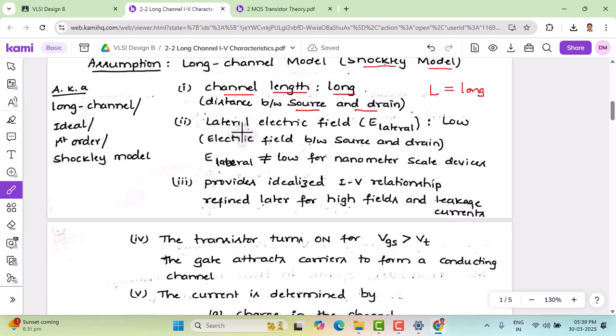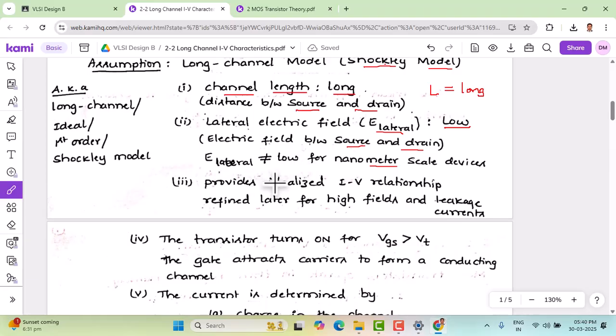The second assumption is about the lateral electric field, shortly called E lateral. That's going to be considered low here. Lateral electric field is nothing but the electric field between the source and drain, and it is considered to be low in the long channel model. However, the lateral electric field cannot be taken as low for devices such as nanometer scale devices. So this has to be noted: for nanometric devices, the lateral electric field cannot be considered low, only for the long channel model. So the lateral electric field is considered as 0.